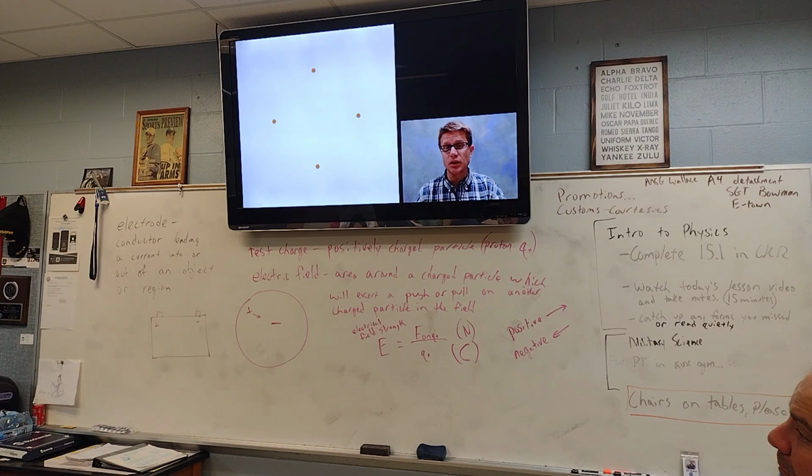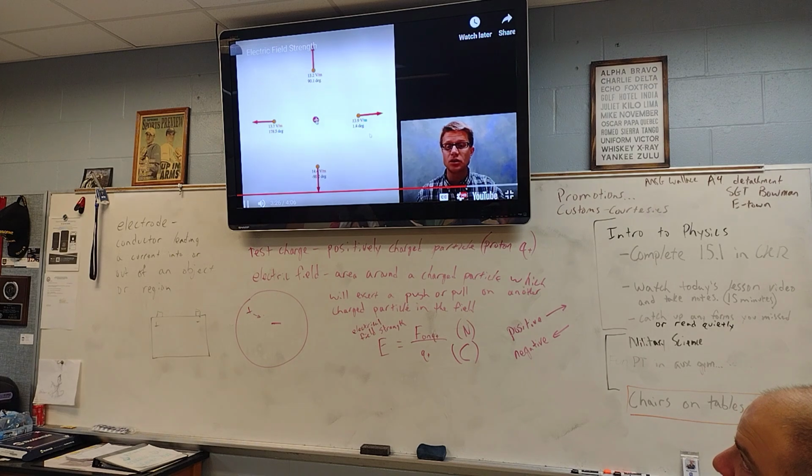But the neat thing about this simulation is you can make it quantitative. So I'm going to add a charge in the middle, and then we're going to turn on the numbers. And you can see that each of these are measuring around 7 volts per meter. Watch what happens as I add a charge in the middle. Now they're all measuring around 14 volts per meter. Okay, so add more charge, the electric field gets stronger.